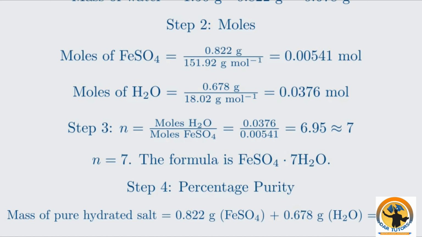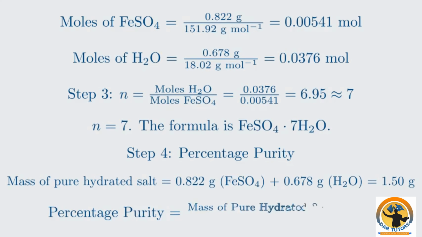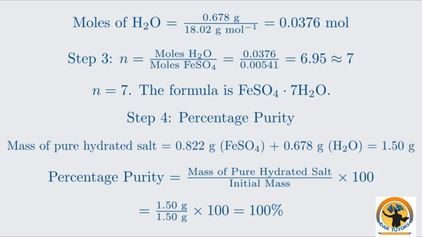0.822 g, and that the total mass of pure hydrated salt adds up to the original sample mass, 1.50 g, indicates that the original sample was pure hydrated iron(II) sulfate. Therefore, the percentage purity is 100%.